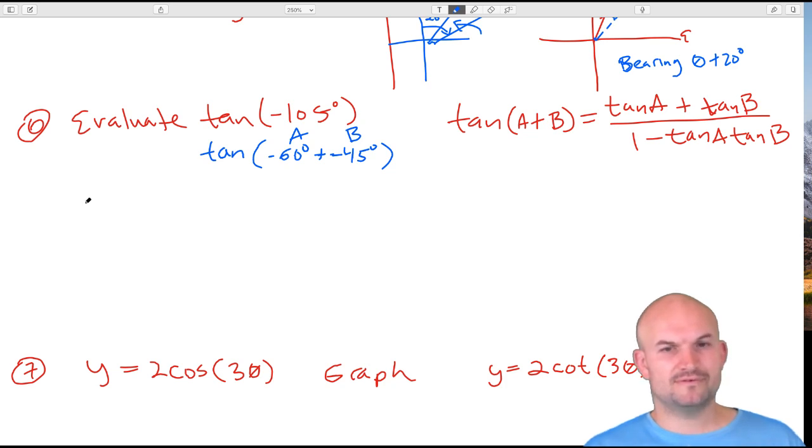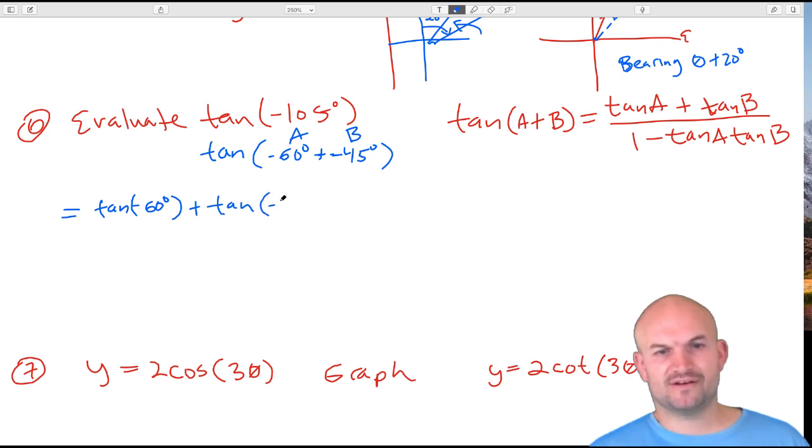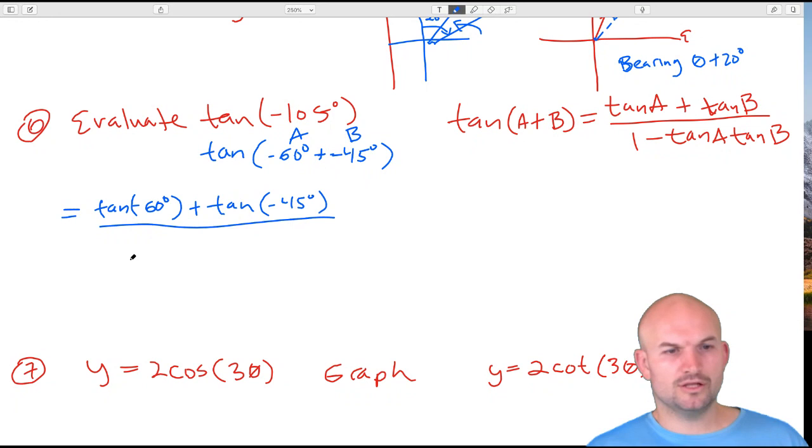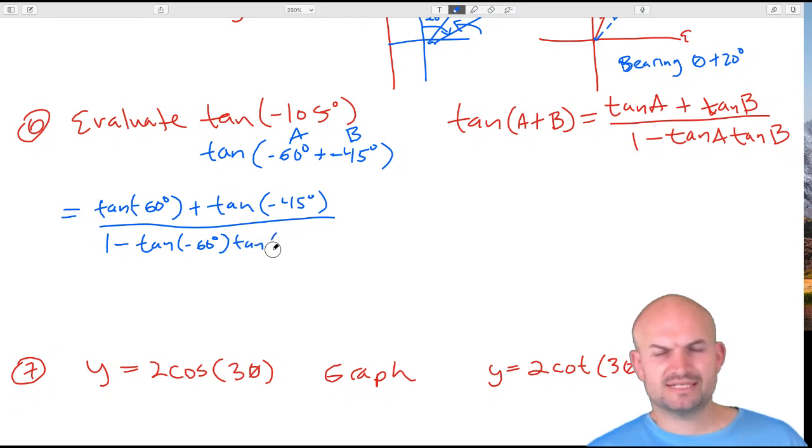So that's going to equal the tangent of negative 60 degrees, I'm going to use parentheses here, plus the tangent of negative 45 degrees, all over 1 minus the tangent of negative 60 degrees times the tangent of negative 45 degrees.